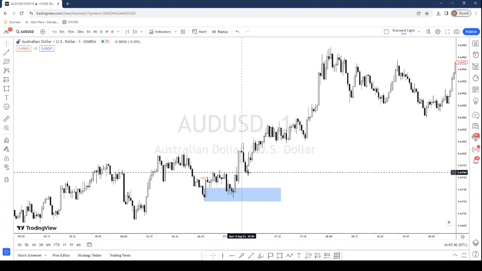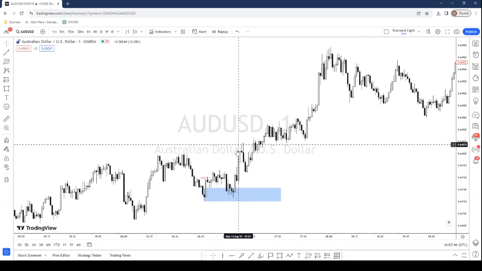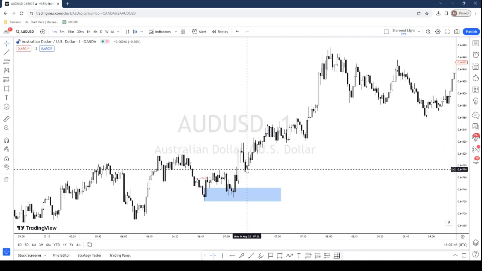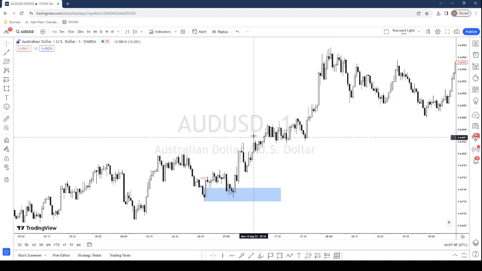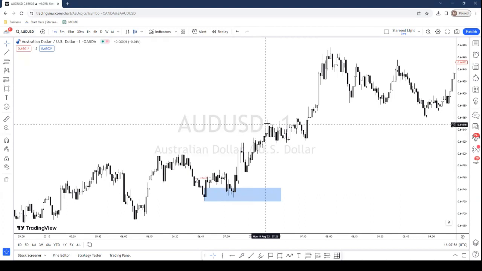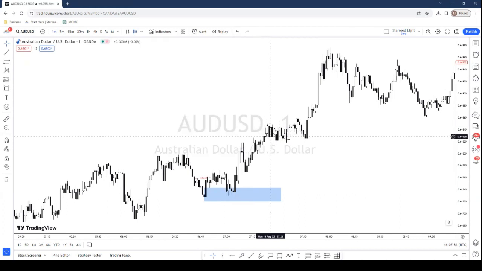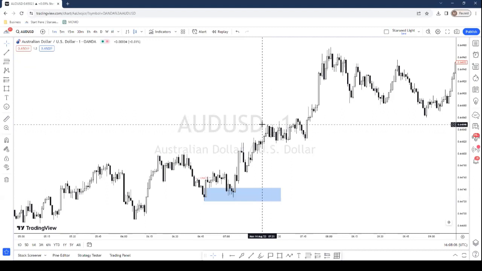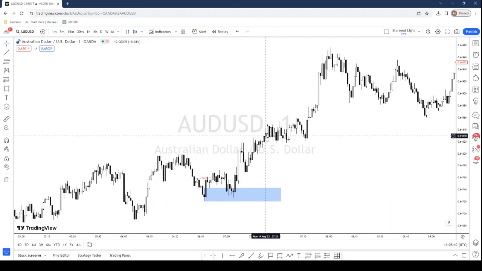Liquidity was not swept in here, right? It's just a pullback. The market moves up over here, pulls back, moves up, pulls back, moves up, pulls back. Here is very interesting. When the market pulled back over here, it did not bring the last high, correct? So I will ignore these.